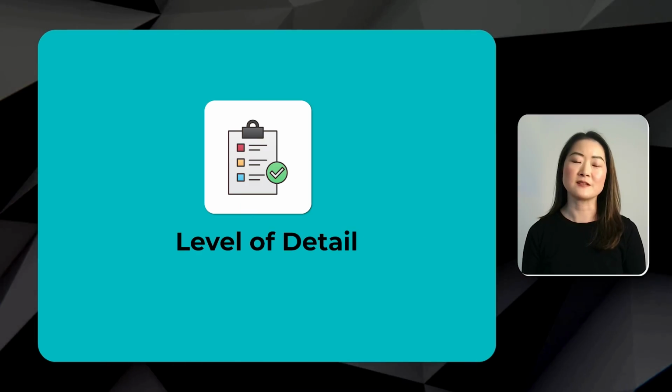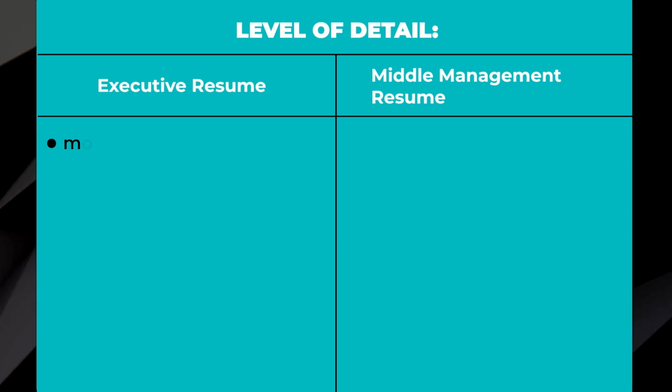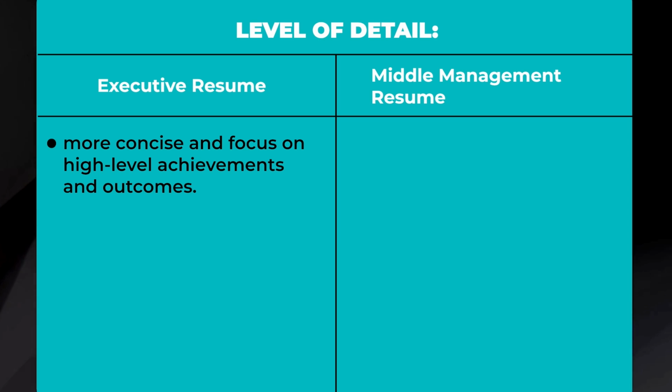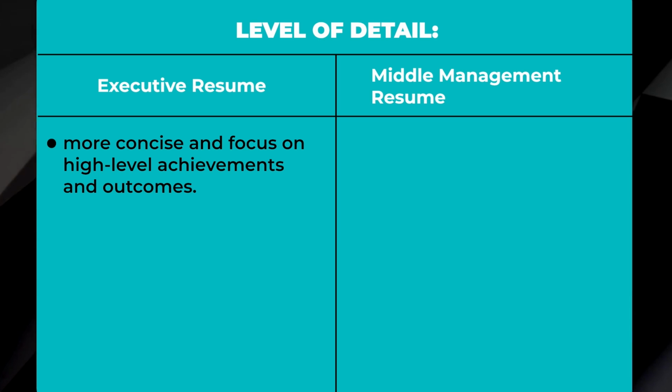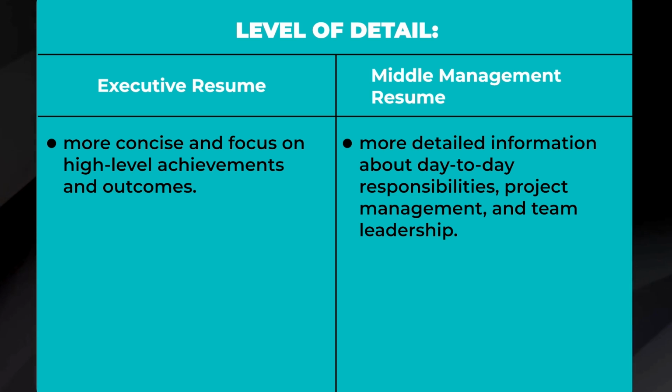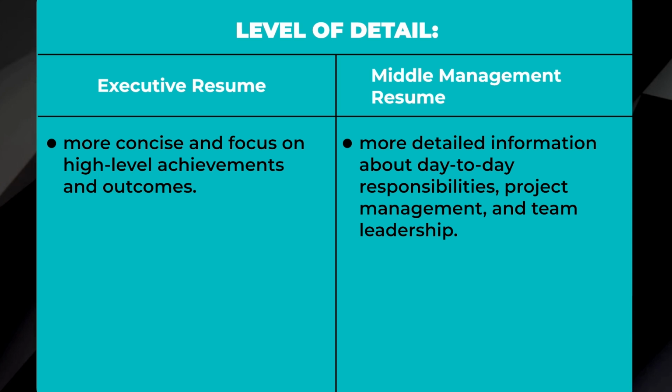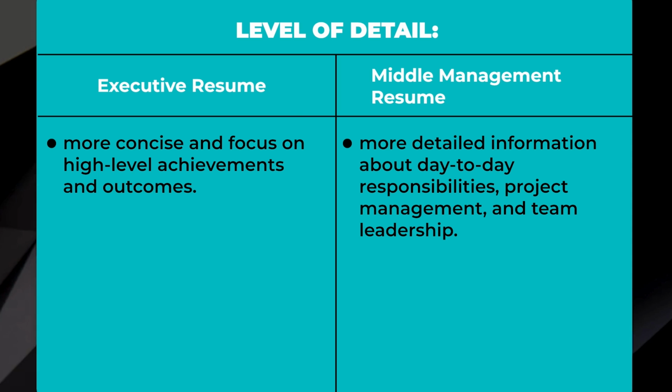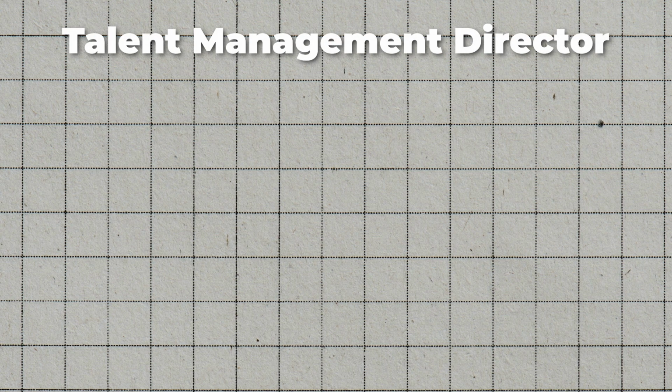The next difference is the level of detail. The executive resumes are generally more concise and they focus on high-level achievements and outcomes, while the resumes for the middle management roles include more detailed information about the day-to-day responsibilities, project management, and team leadership. Let me share some examples of a talent management director versus a CHRO. Here's what being detailed means in a talent management director's resume.